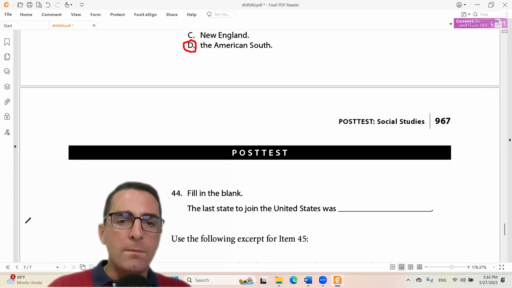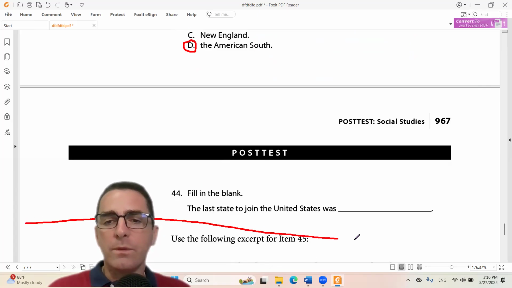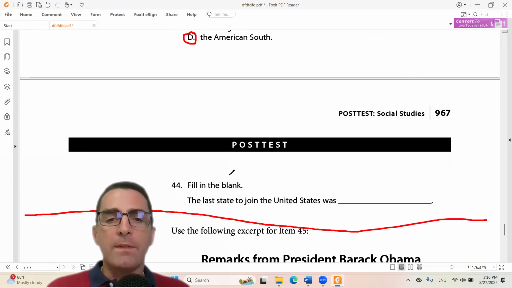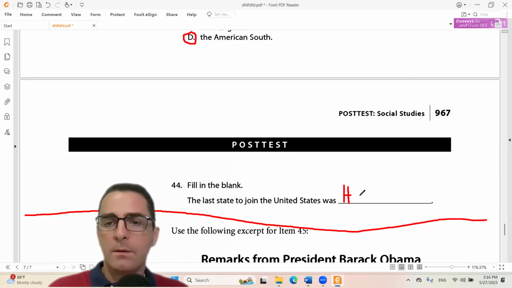And this is the last one, I believe. It is. I'll put a lovely straight line across the page. It says, fill in the blank. The last state to join the United States was, okay, you should know that one, Hawaii. Okay, Hawaii. It was the 50th state.